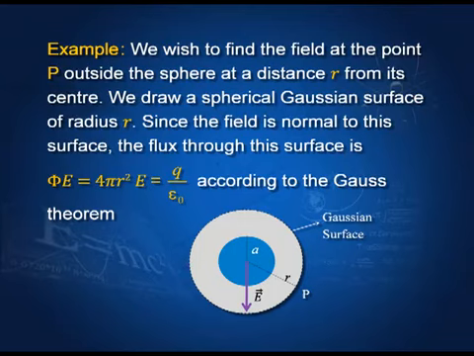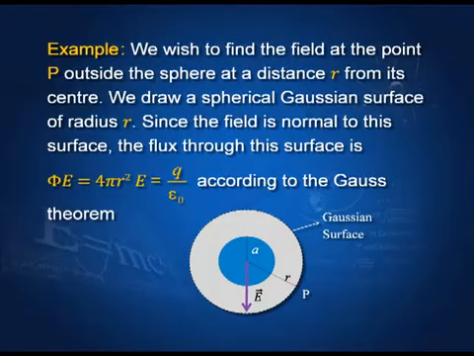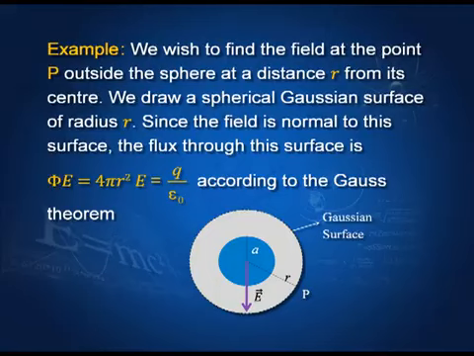This is the sphere which encloses charge q. We draw a spherical surface through P, a Gaussian surface. Because it is spherically symmetric, the field is all normal to it. Therefore, the flux is 4 pi r squared times the field, and that must be equal to the charge q inside divided by epsilon 0.